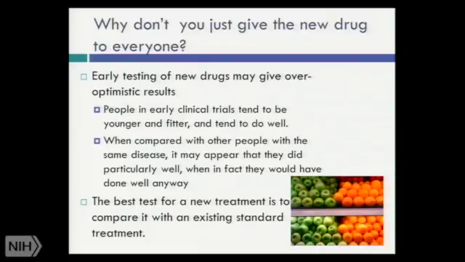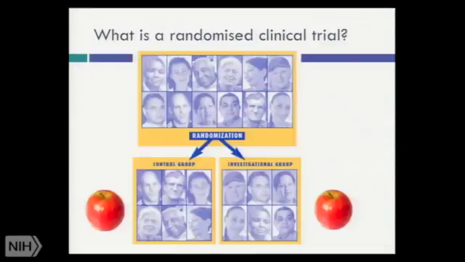When we compare that with historical data and how the general population with mesothelioma may do, it might look as though people on that clinical trial did particularly well, when in fact, perhaps because they were younger and fitter, they would have done well anyway. So the best test for a new treatment is to compare it with an existing standard treatment. And that's what randomisation is all about.